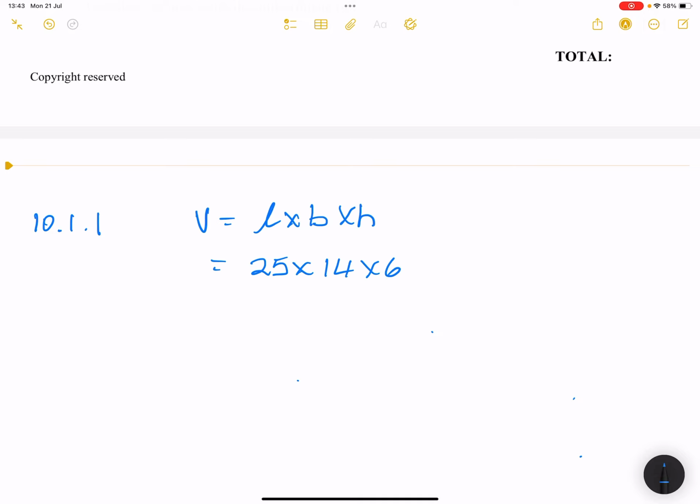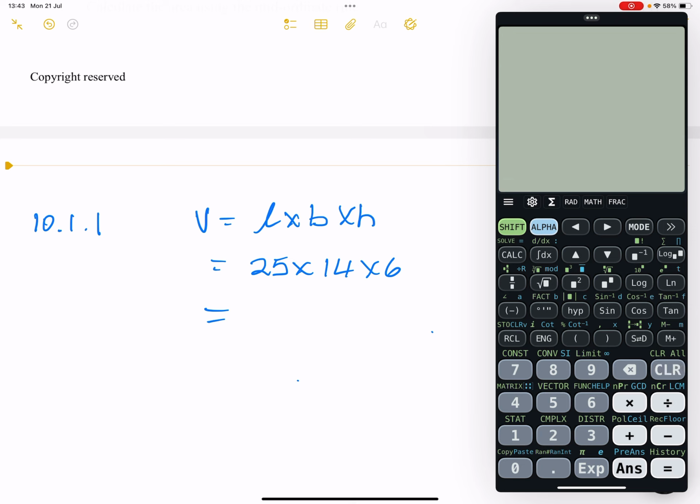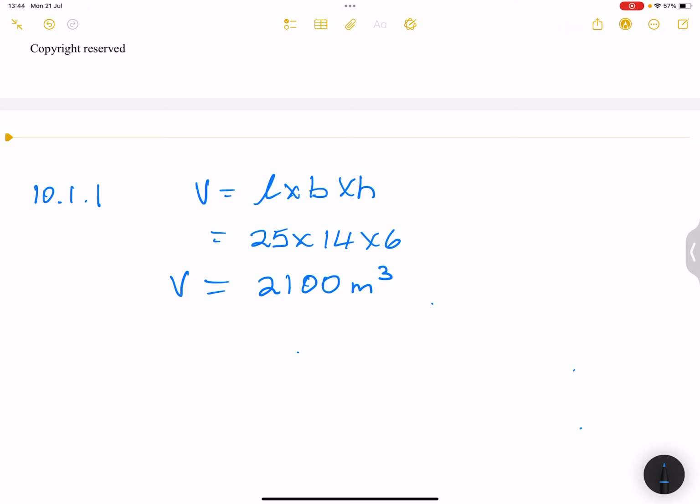Now, please be very careful to make sure that all of your dimensions are in the same units. They're all in meters, so I don't need to convert anything. So we can actually hold up to about 2100 cubic meters of water. In this case, those are the amount of liters that we can hold.